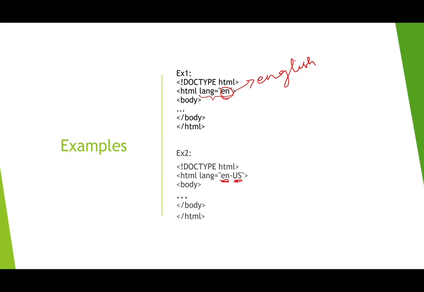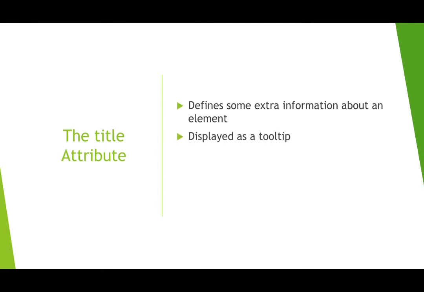Next one is the title attribute. The title attribute defines some extra information about an element. The value of the title attribute will be displayed as a tooltip when you mouse over the element. This is an example of the title attribute. Here when you move your mouse over this paragraph in the web page, it will show you this tooltip.